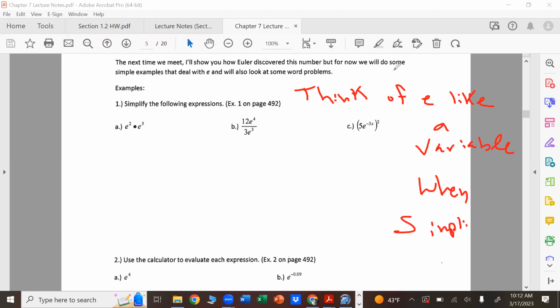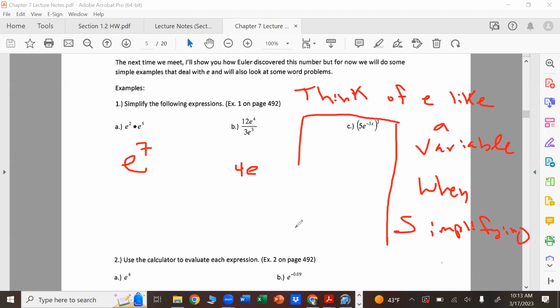Let me write that nicer. Sorry about that. When simplifying. So in this case, that's e to what power? That's going to be e to the, that's it. That's all. Or if you simplify this one, what do you get? e to the 1. And a 4. That's it. Or for c, yeah, so you get 25. Oh, sorry, 25. Yep, thank you, Hugo. That's all.